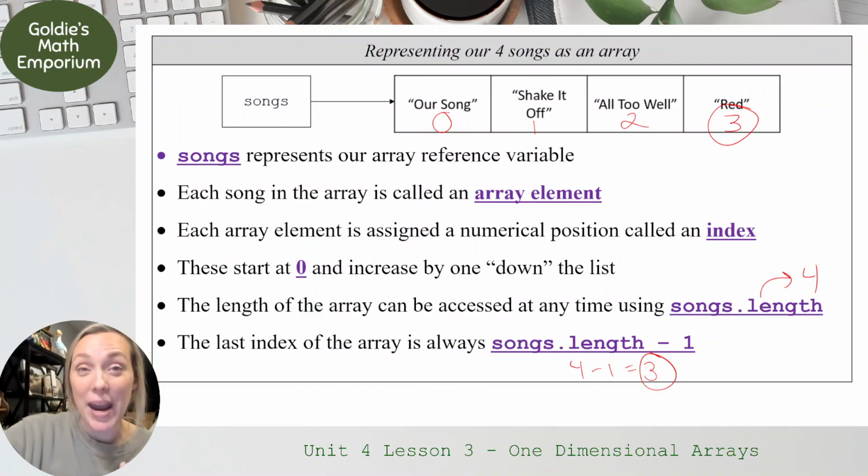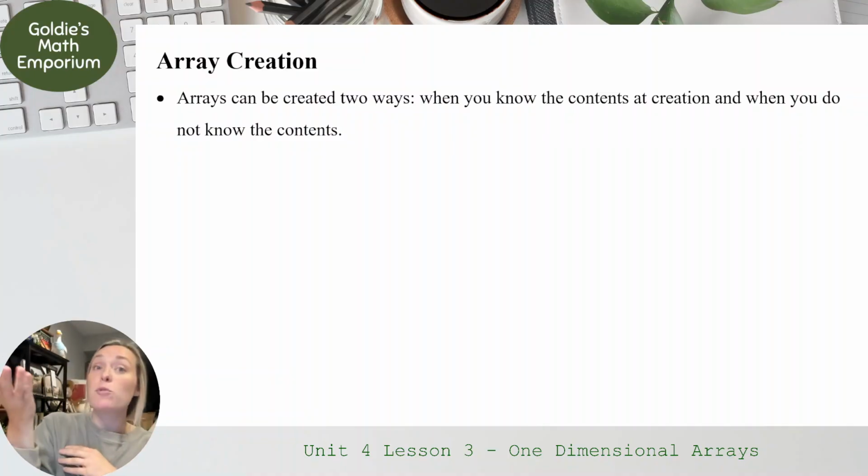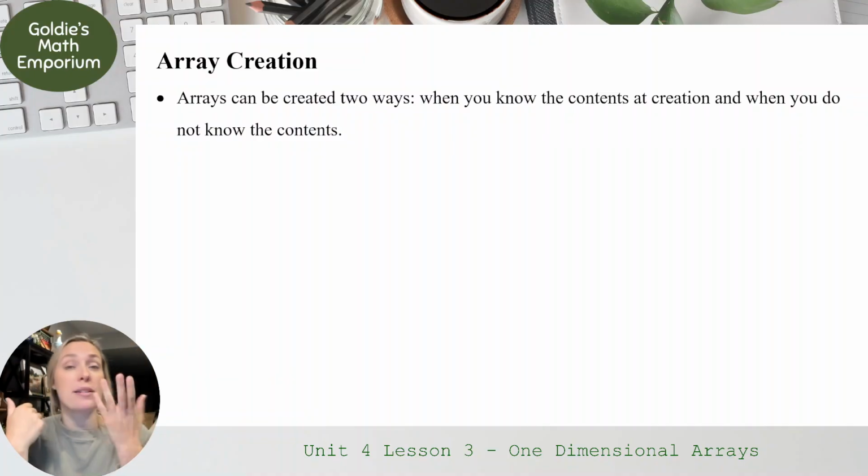That's an array. How do we create these arrays in code? Now that we have a picture, it's a one-dimensional table here. How do we create them? They can be created 2 ways, and the way you create them just depends on what you know when you go to create it. Sometimes you know what you want to store in the array, and sometimes you don't know what you want to store in the array.